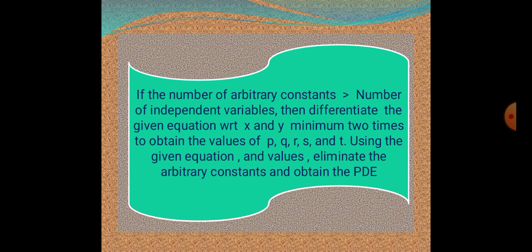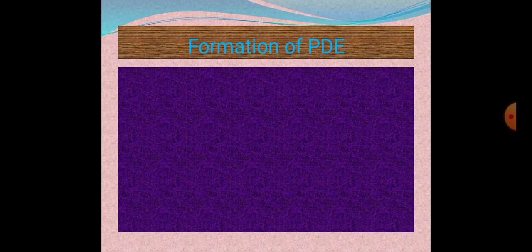Next, if the number of arbitrary constants is greater than the number of independent variables, then differentiate the given equation with respect to x and y at least two times to obtain the values of p, q, r, s and t. Using the given equation and these values, eliminate the arbitrary constants and we obtain the PDE. That's all. Are you clear now? Good. Now see the example.